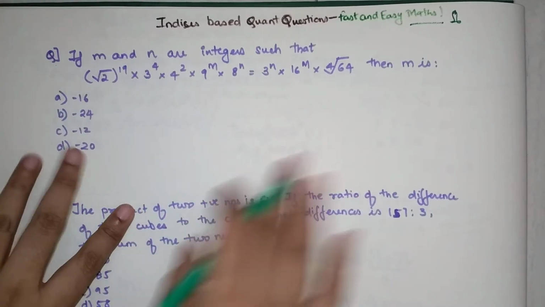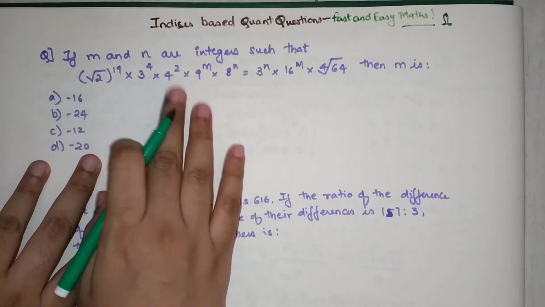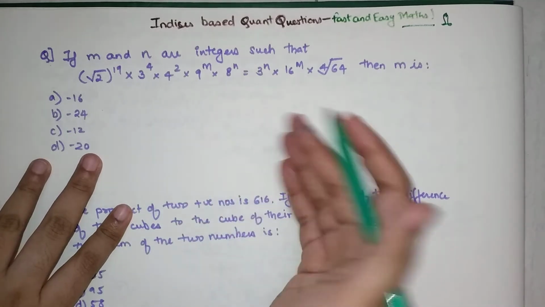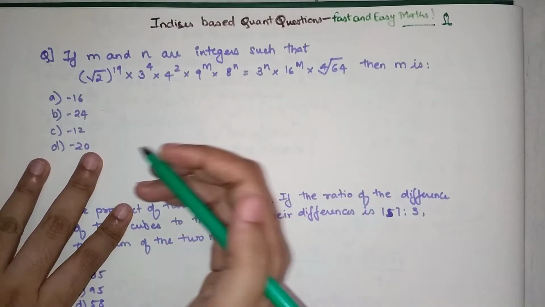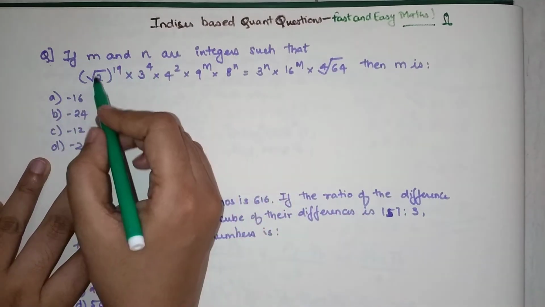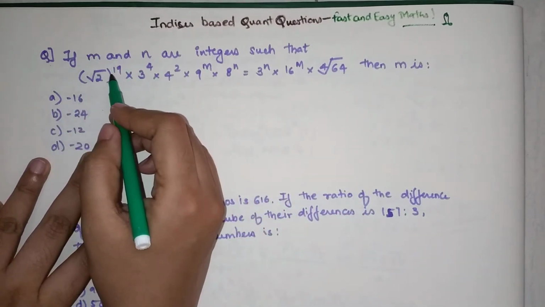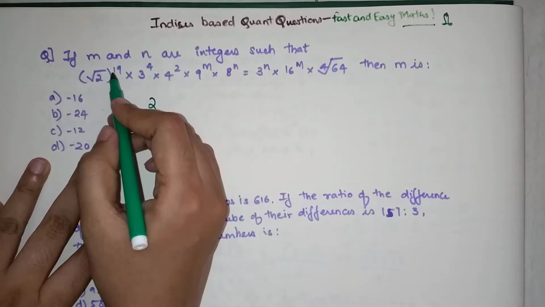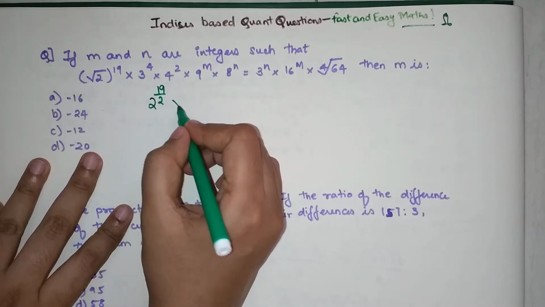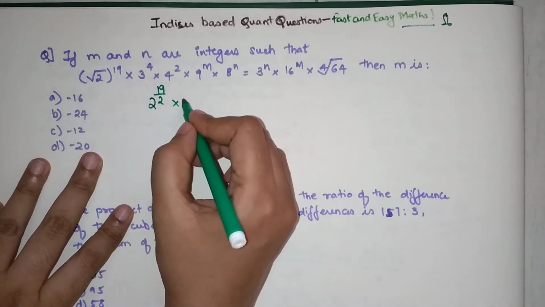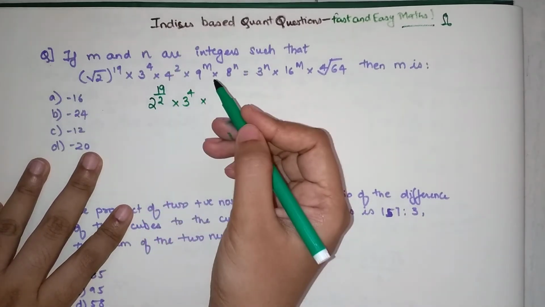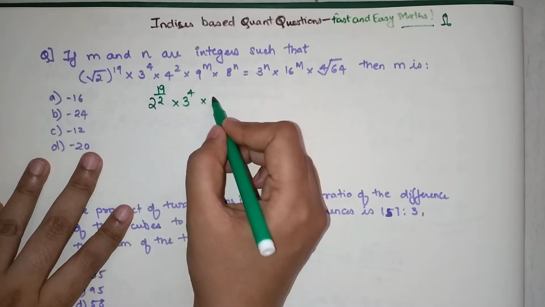Okay. So here, if you realize, all the even looking numbers can be written in terms of powers of 2. Similarly, all the odd looking numbers can be written in terms of powers of 3. So that should be the first job which we should do. And since this is the root of 2, you can write this as nothing but 2 raised to half, the whole raised to 19. So I can write this as 2 raised to 19 upon 2. Let's write 3 raised to 4 as it is. 4 can be written as 2 raised to 2 and the whole thing raised to 2. So that can be written as 2 raised to 4.